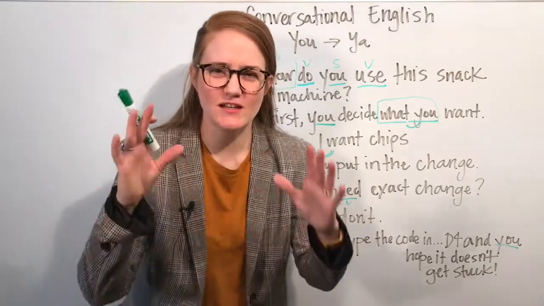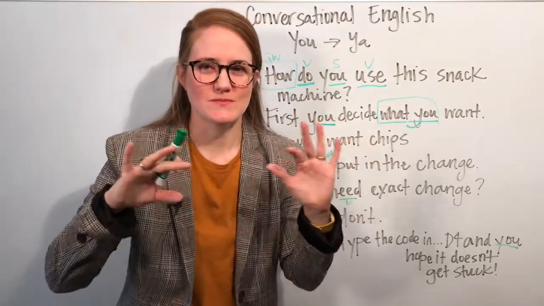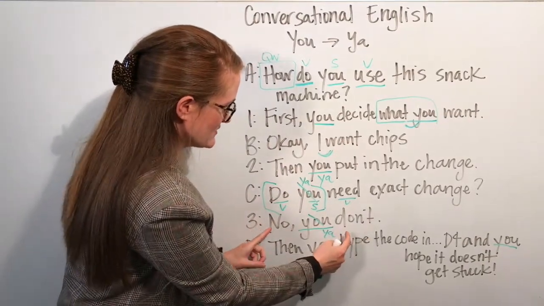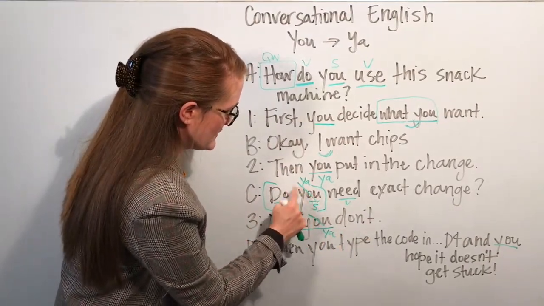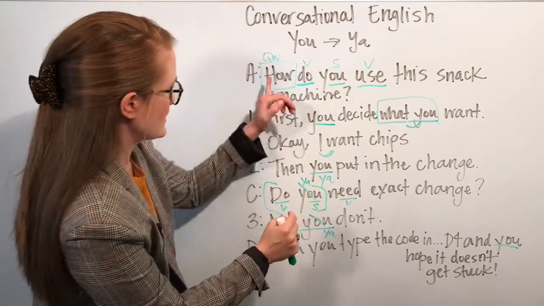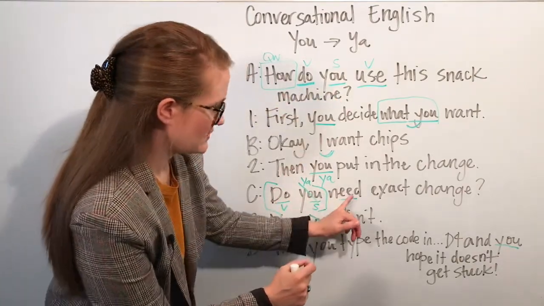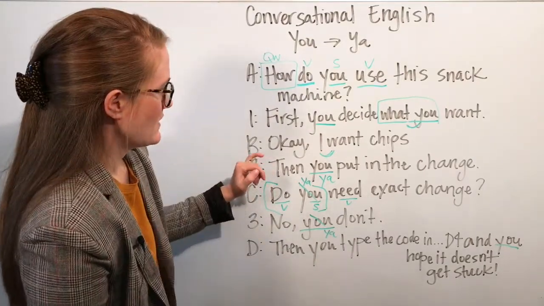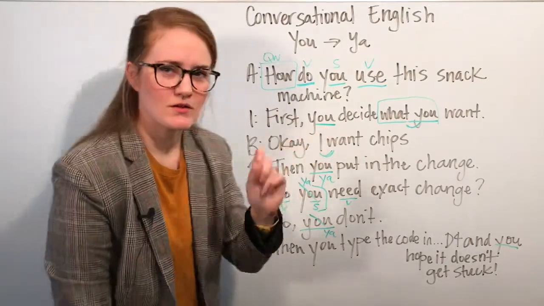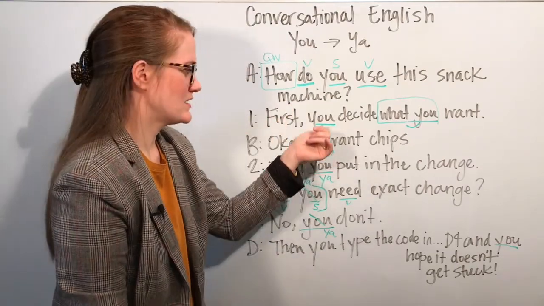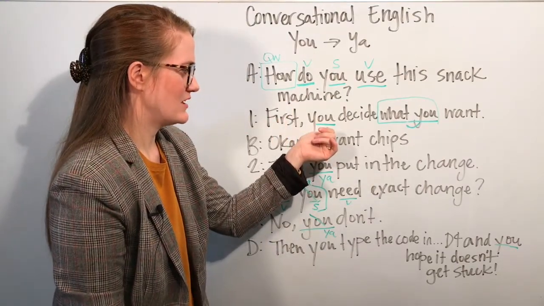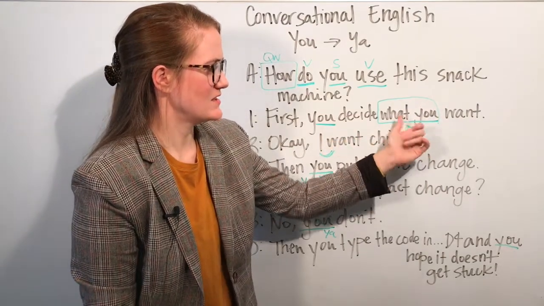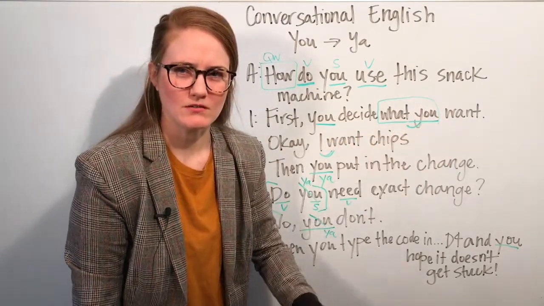Okay, so you could kind of hear sometimes I'm saying you and sometimes I'm saying yeah. But the shorter sentences or the yous in the middle of the questions, like how do you need, those are really yeah. Okay. This one is a little more like a you. Why? Because it's the subject of the sentence. First, you decide what you want. This one is more there for grammar, okay?